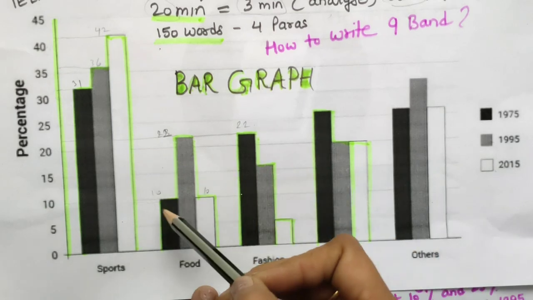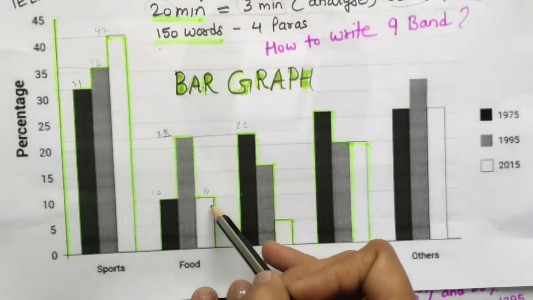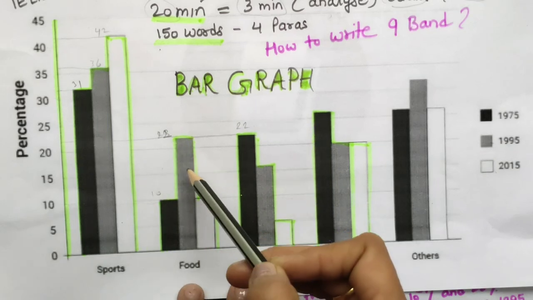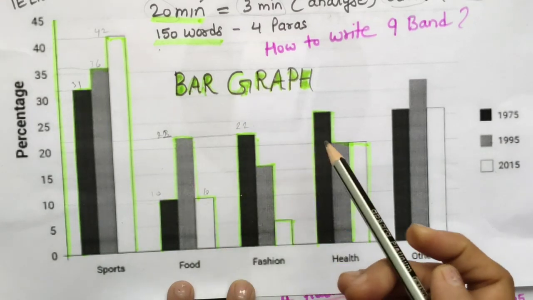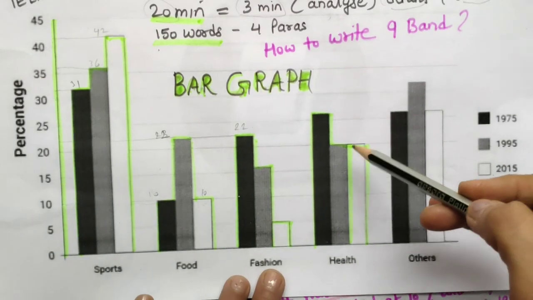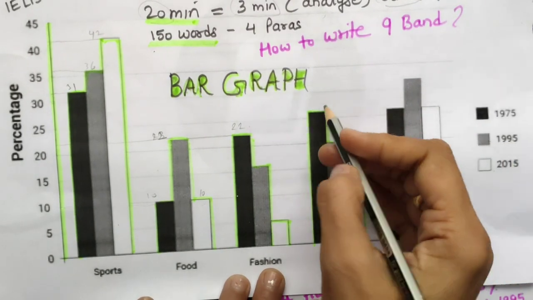But one pattern I can see here is the same: only one fluctuation came during 1995. Here it is going down and down only. Okay, so here you can see this.